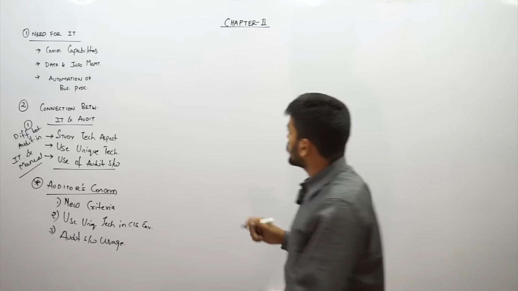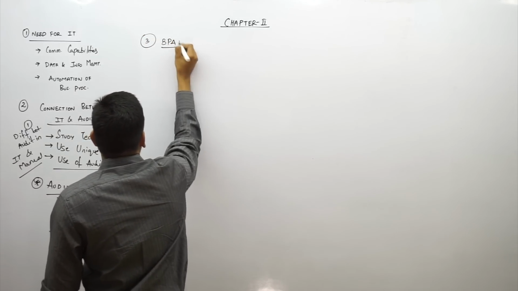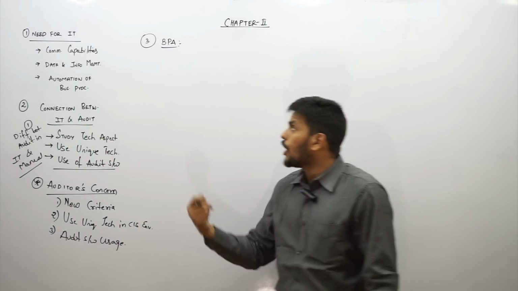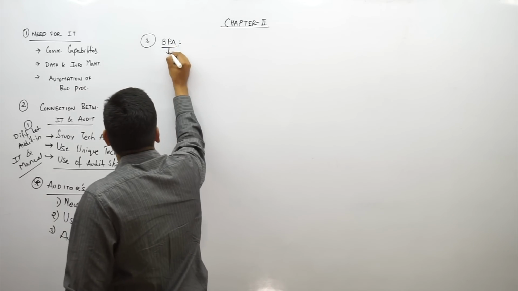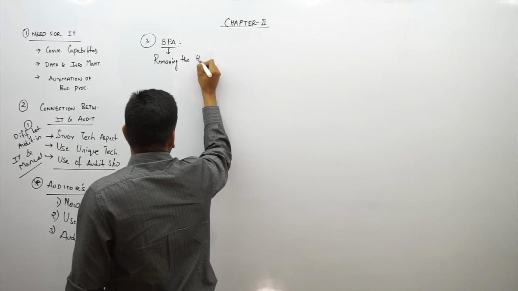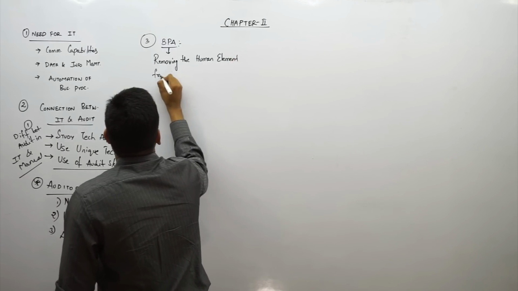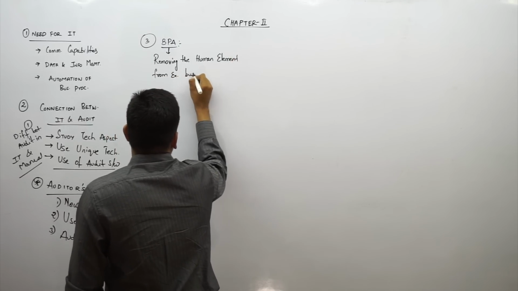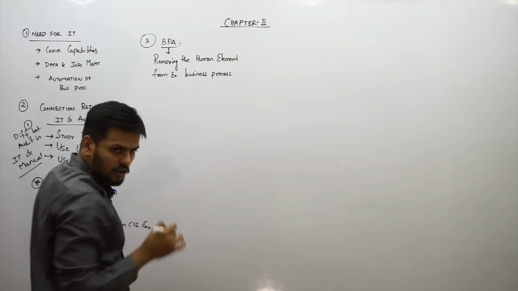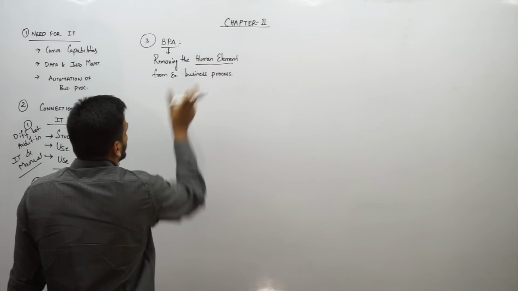But coming to topic number three, which is one of the most important topics in chapter number two, is all about BPA. Let me quickly help you revise the definition, guys. What is BPA? When we talk about BPA, it's business process automation. What is automation? Automation is all about removing the human element from existing business process. That's what you call business process automation. So removing the human element and using a computerized process, that's what BPA is all about.